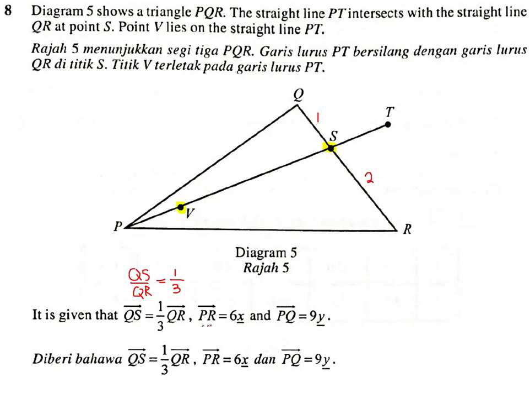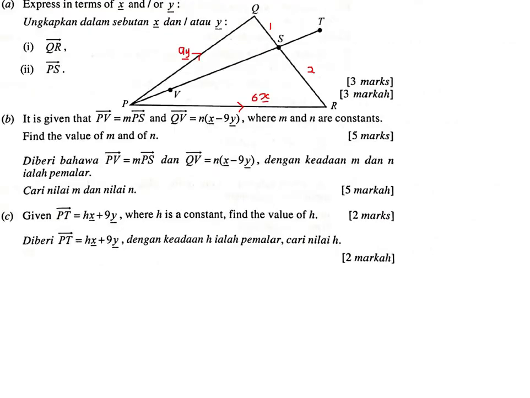Now, second one, PR is 6x. So please label PR with the direction, then label 6x. Lastly, PQ, moving up, label with 9y. Expressed in terms of x, and/or y. Before we continue, I just want to let you know again, if the question uses the word "and" or "or" for x and y, it means that your answer might consist of x or y or both x and y.